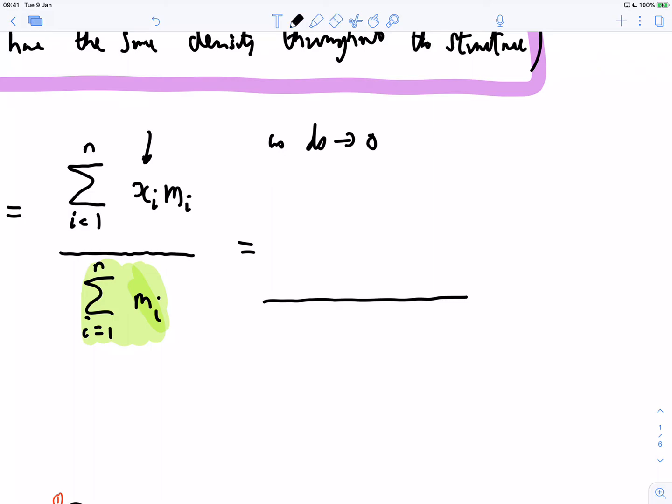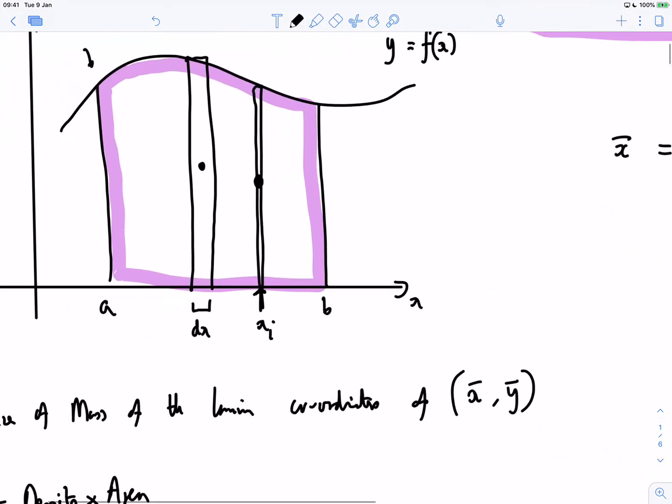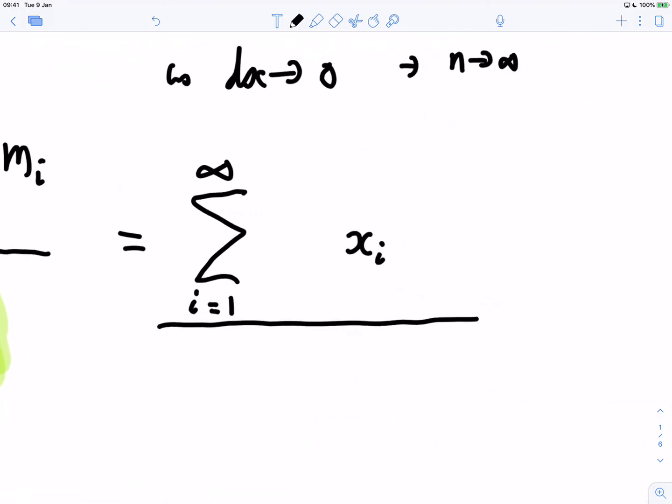So there's still a sum from i up to n in this case, but now dx is tending to 0. That means n is tending to infinity. There's an infinite amount of strips, so that sum is going to become an infinite sum now. And as I said before, xi is just going to stay the same, because it's just the x coordinate in general. As the width gets thinner, the middle of the rectangle is just where the rectangle is in the limit when dx tends to 0.